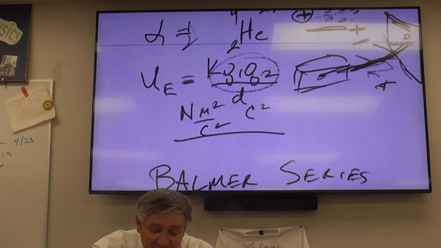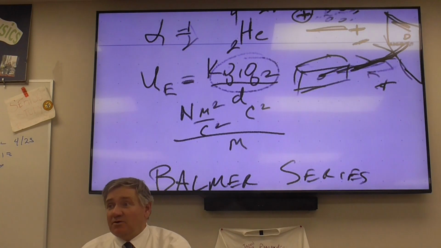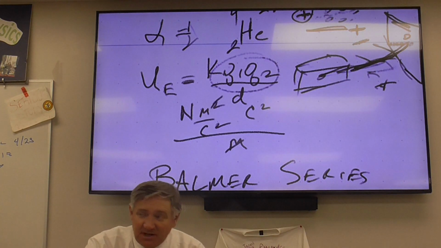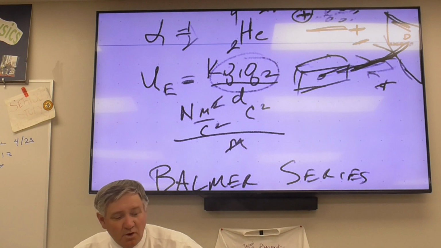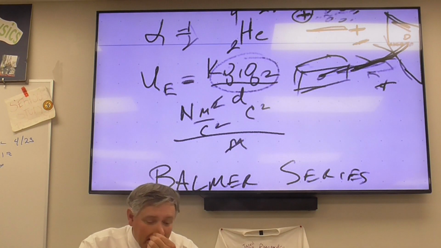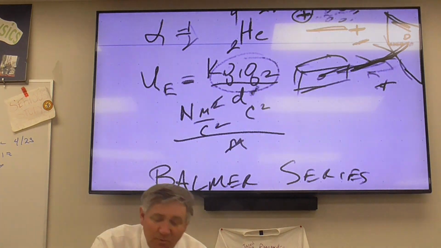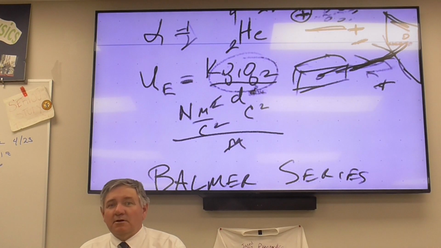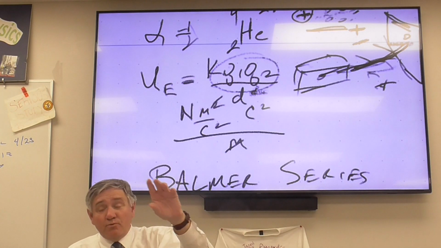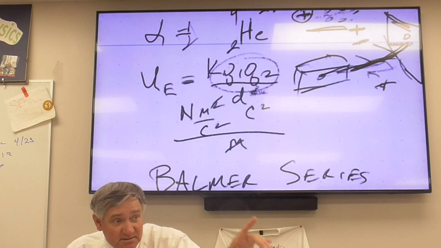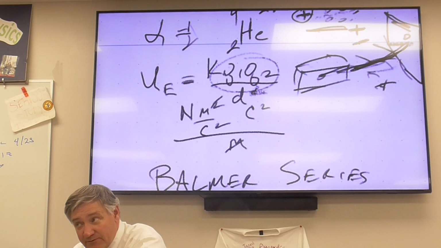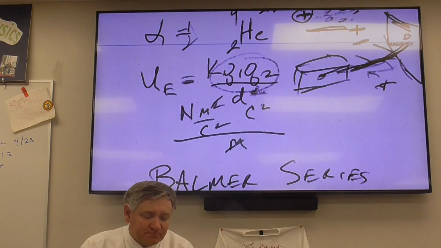Now, if I divide by meters, what do I have left? I get Newton meters, which is what OE is measured in. Now, if I divide by d squared, that's force. So K Q1 Q2 over d is OE. If you divide by d squared, you get force. Big difference between the two.